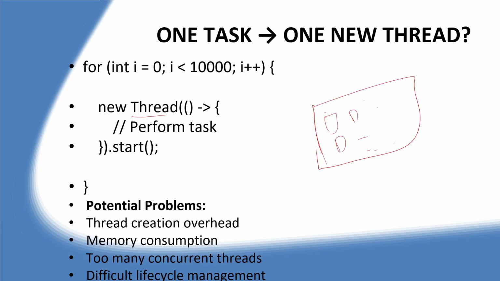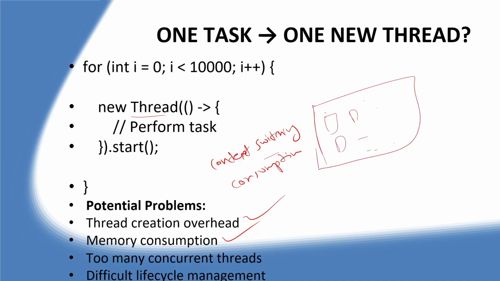Thread creation is not free. Threads consume memory and operating system resources. If we create too many threads, context switching will increase. This is an important term. It will consume significant memory, memory consumption will increase, and there will be thread creation overhead. This will reduce the performance of the application. We also have to manage the life cycle of those threads, right?